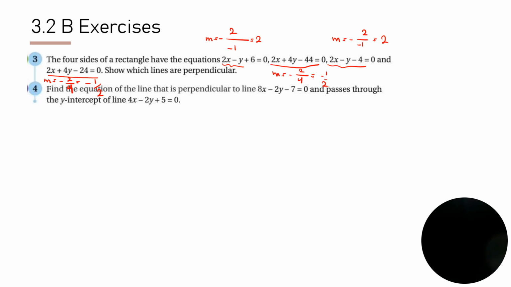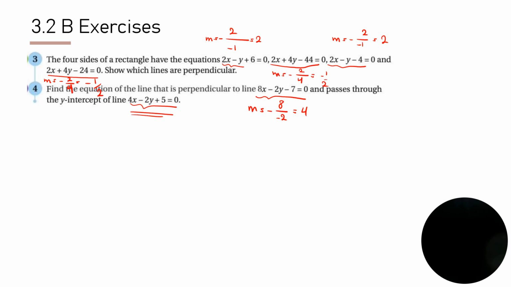Okay, question 4. Find the equation of a line that is perpendicular to this line and passes through the y-intercept of this line. First, let's find the gradient of the first line. Negative coefficient of x, which is 8, over coefficient of y, which is negative 2. Simplify it, it's going to be 4. So the line that we are going to write has the gradient 4. And it must pass the y-intercept of this line.